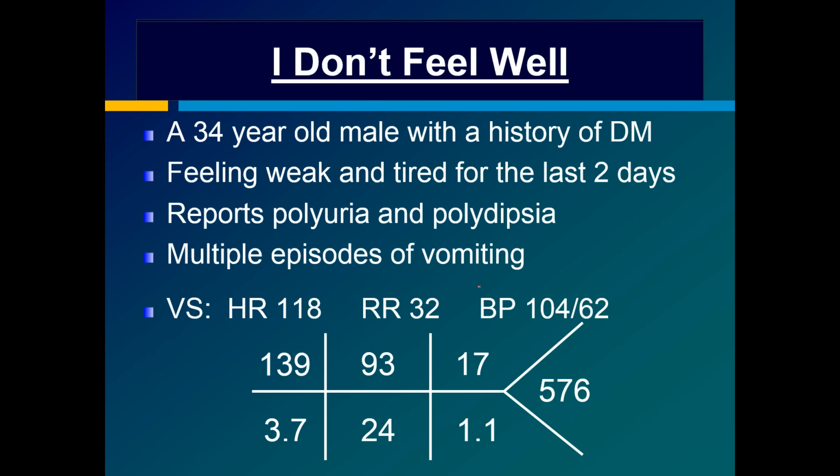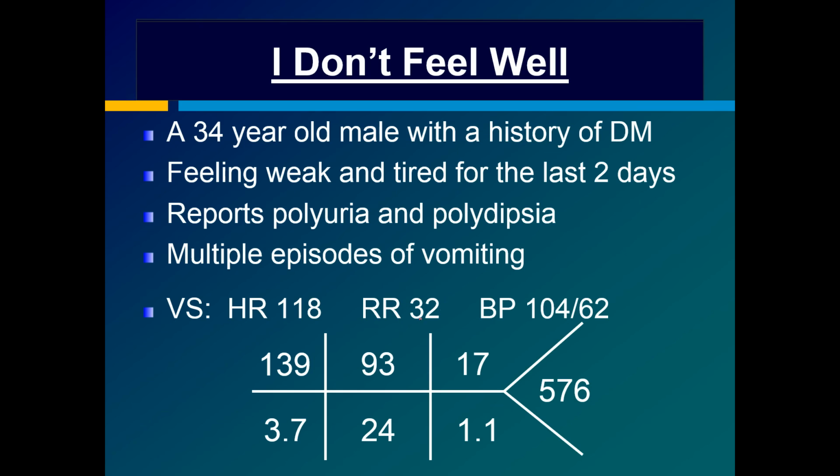Now let's alter the situation a little bit. So we have the same 34-year-old male. He's not feeling well. He has a history of diabetes. He's been weak. He's been tired the last couple days. Same thing. He also complains of polyuria, polydipsia, but instead he's had multiple episodes of vomiting over the last 24 hours, 5, 6 episodes.